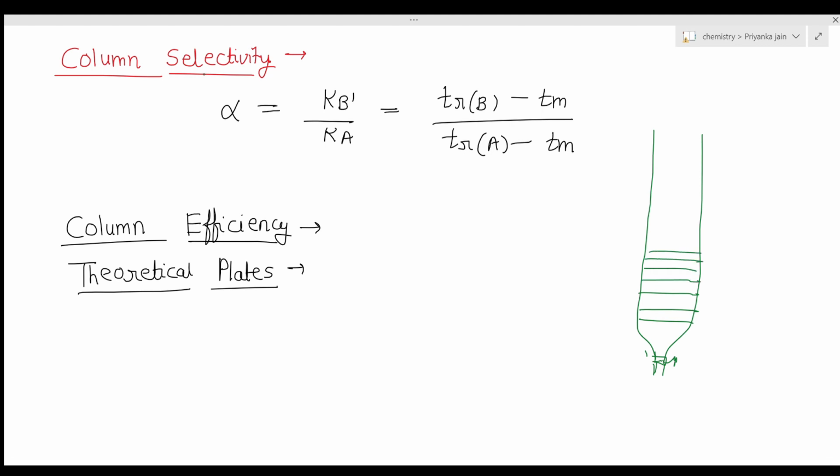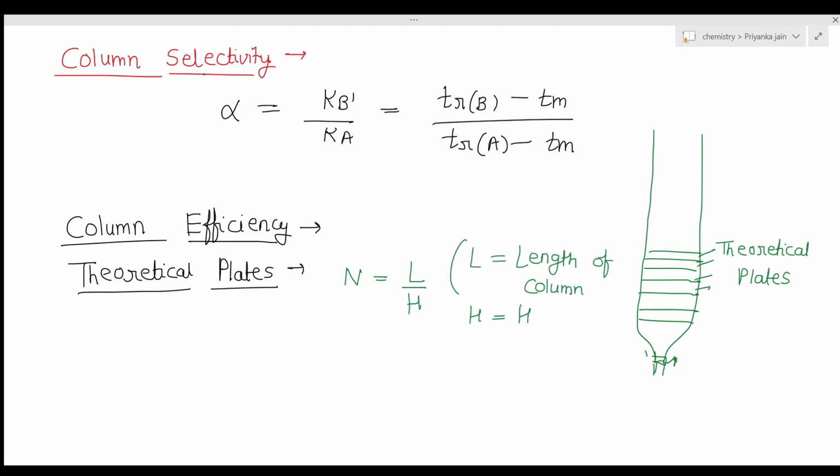In between these plates, the partitioning between the mobile and the stationary phases is occurring. These plates are called theoretical plates. Actually these are not physically available, we are just assuming them, so we call them theoretical plates. And what is the formula for this? N is equal to L upon H. Here L is the length of the column, and H is the height of a theoretical plate.